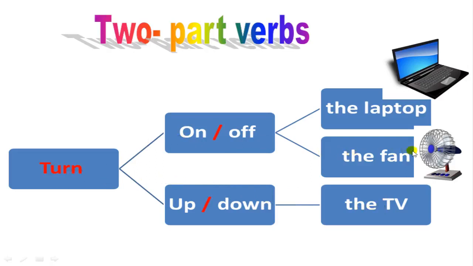Turn on the fan. This is a fan. Turn off the fan. So laptop, fan, television. You can say turn on, turn off. TV, turn up the TV, turn down the TV. Again, two-part verbs. The verb that has two parts: the verb, preposition.